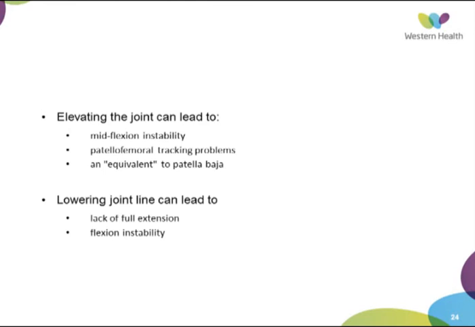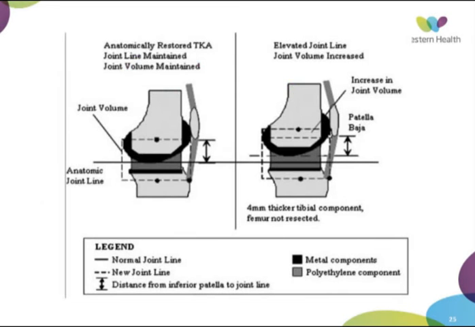And the problems with altering things: if we elevate the joint line, we can have instability in mid-flexion, problems with patellofemoral tracking, or an equivalent of patella baja because the patella is now sitting lower in relation to the femur. And lowering the joint line can lead to a lack of full extension or strength with extension, as well as some flexion instability. This diagram shows what we're talking about.